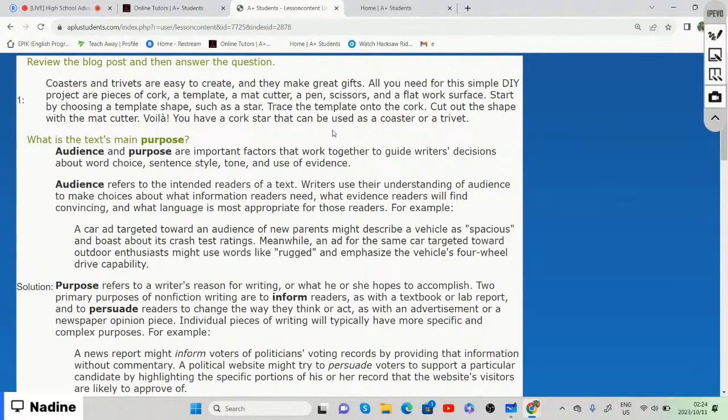And then we have purpose. Purpose refers to a writer's reason for writing or what he or she hopes to accomplish. Two primary purposes of non-fiction writing are to inform readers, as with a textbook or lab report, and to persuade readers to change the way they think or act, as with an advertisement or newspaper opinion piece. Individual pieces of writing will typically have more specific and complex purposes.